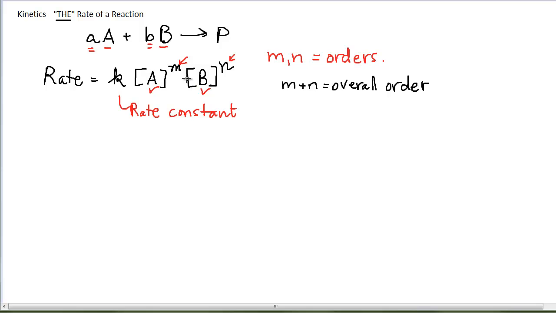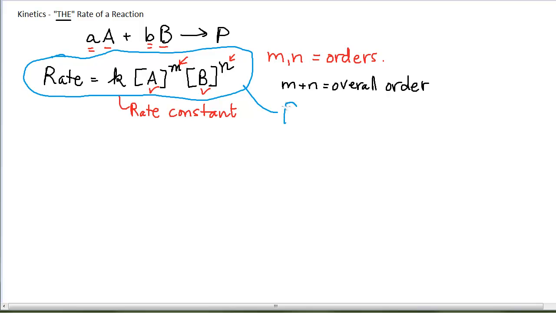Just a little vocabulary here. Once we have written this experimentally determined equation, we'll have some numerical values for our constants and our orders. This is known as the rate law. This is the rate law. It's called a law in chemistry because it tells us what happened. It does not explain why this happens. It simply tells us what is happening for this reaction. There's a lot to be determined experimentally here, but this is known as the rate law.